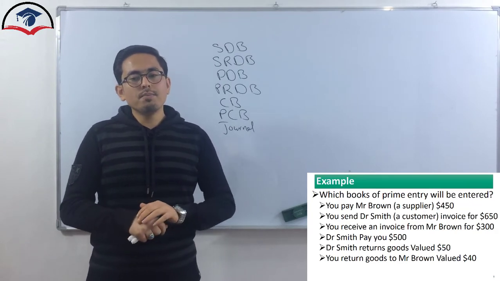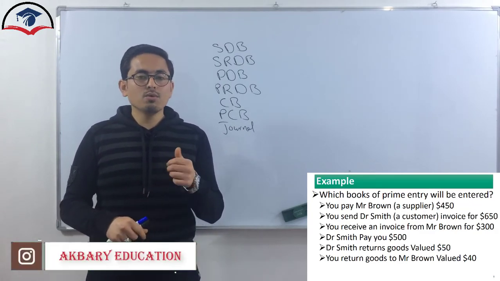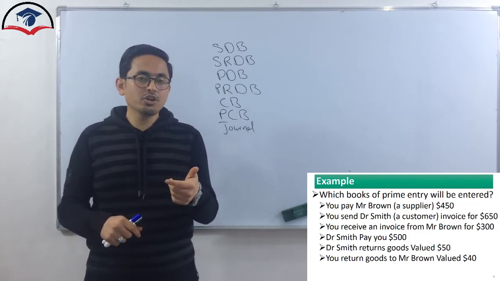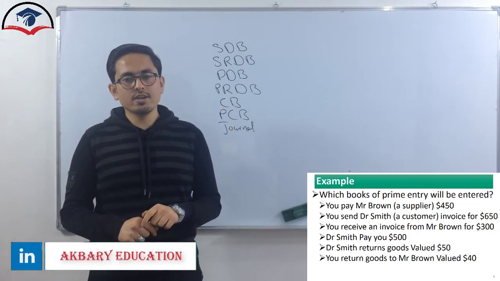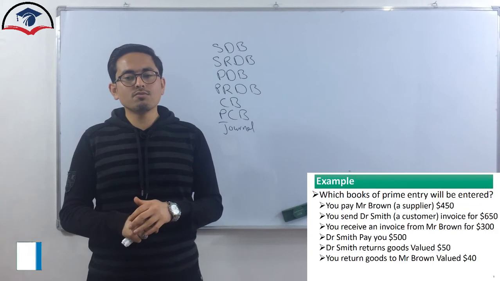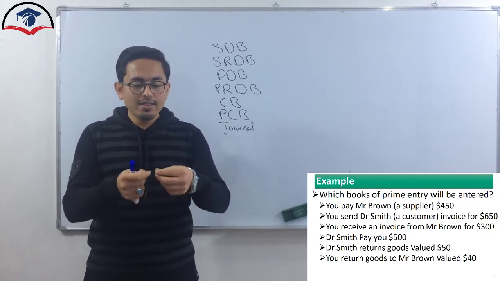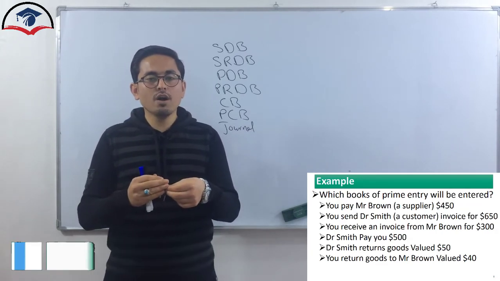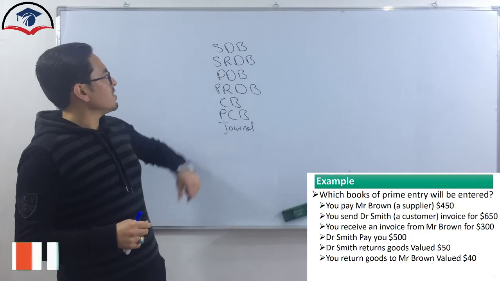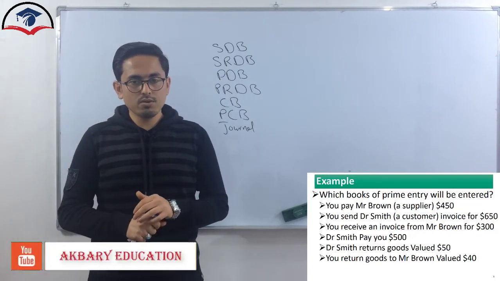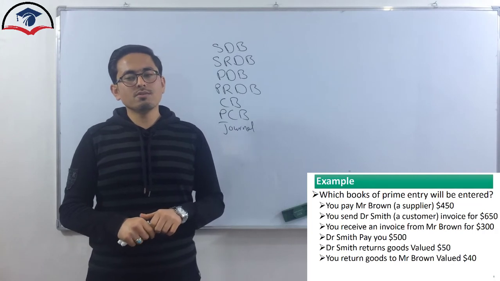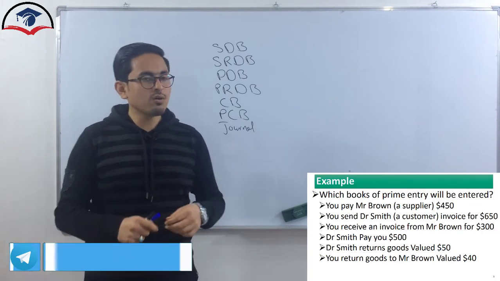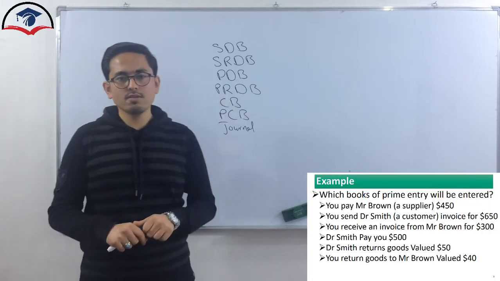Next one, Dr. Smith pays you $500. Dr. Smith was a customer and he paid you $500, and now a cash deal exists. That's why you record that in the cash book. Next one, Dr. Smith returns goods valued at $50. That's something you have sold and he has some sales returns, and sales returns on credit sales, we record in the sales returns day book. And the last one, you return goods to Mr. Brown valued at $40. That $40 is for the purchase return. It will be recorded in the purchase returns day book.